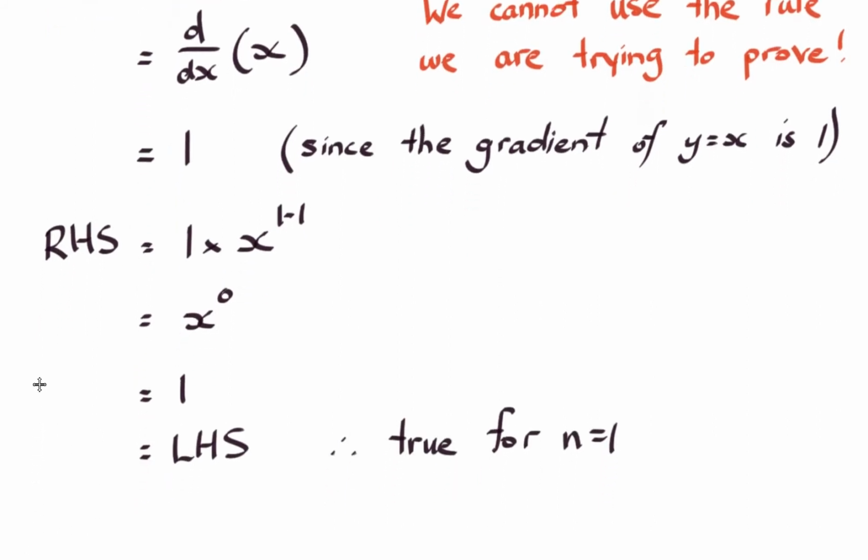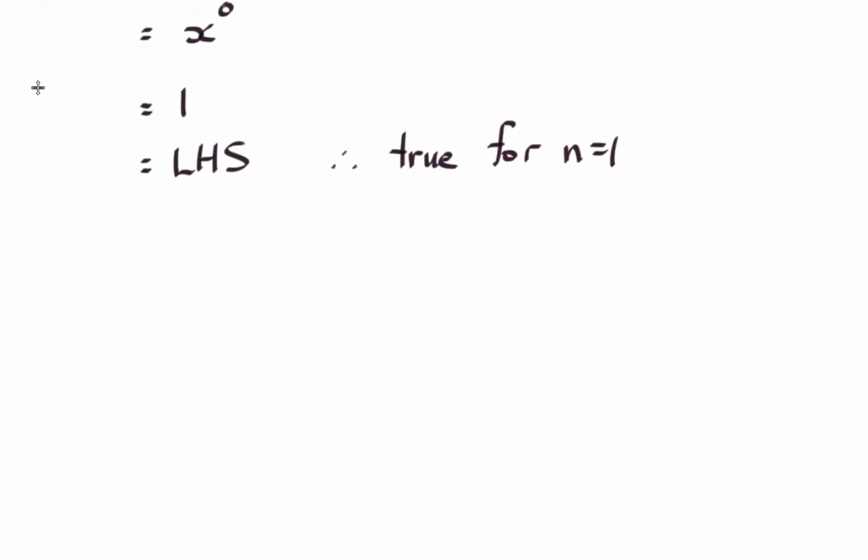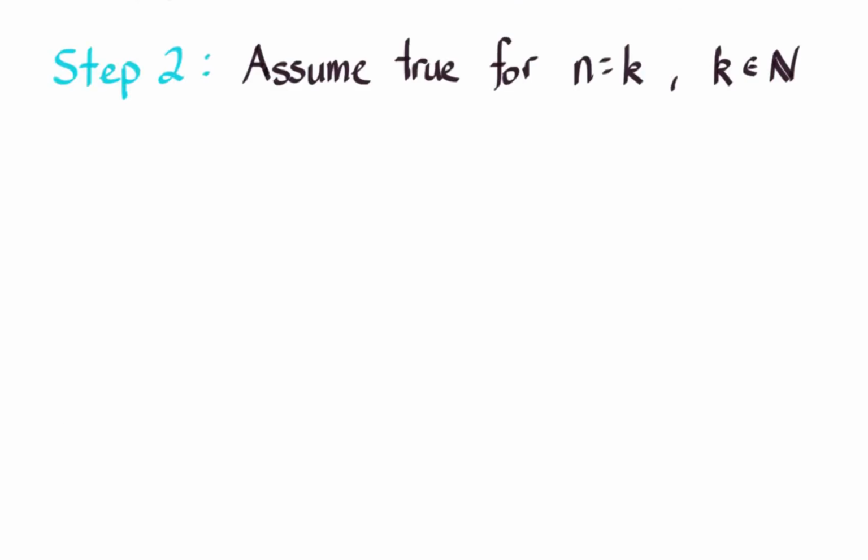So let's move on to step 2. Assume true for n equals k, where k is also some natural number. So we're assuming that the derivative with respect to x of x to the power of k is k times x to the power of k minus 1.